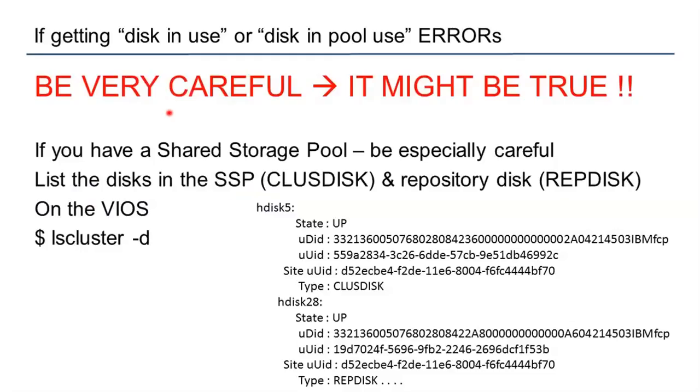If it says the disk is in use or the disk is in pool use as an error, be very careful because it might be true. If you run the lscluster -d, this is for shared storage pools, it lists all of the disks which are in the pool, and this is a regular cluster disk with data on it, and the repo disk is the repository disk. Very clear command to tell you exactly what's in the pool. If it's in the pool, don't overwrite it because that's catastrophic.